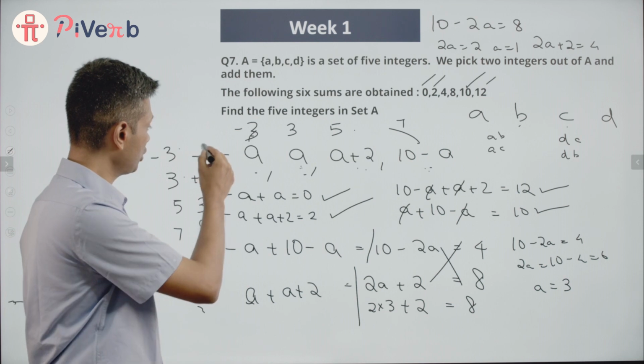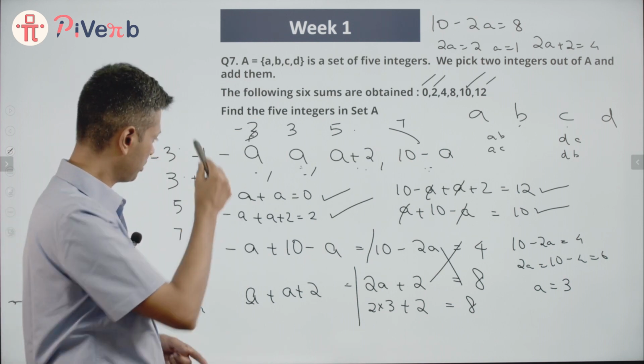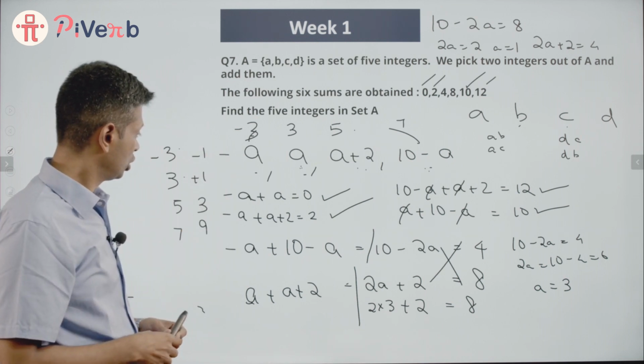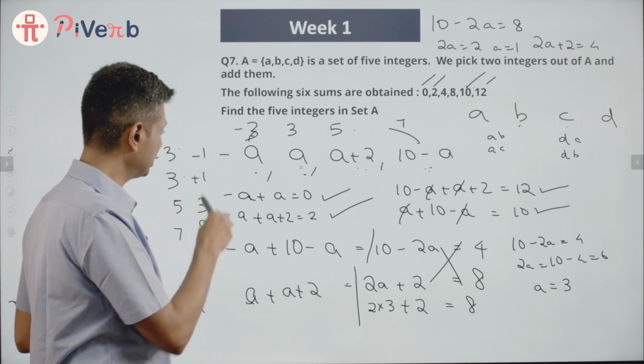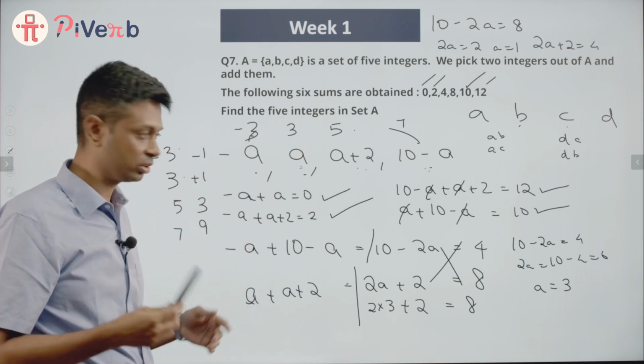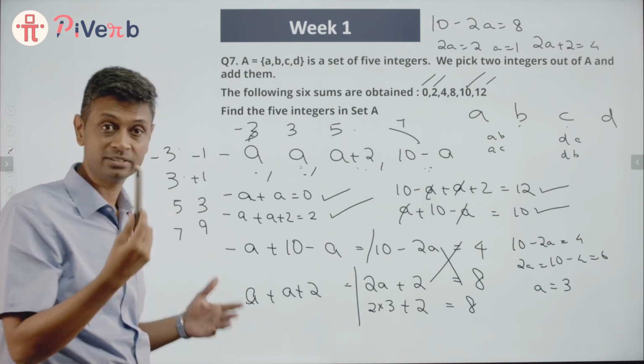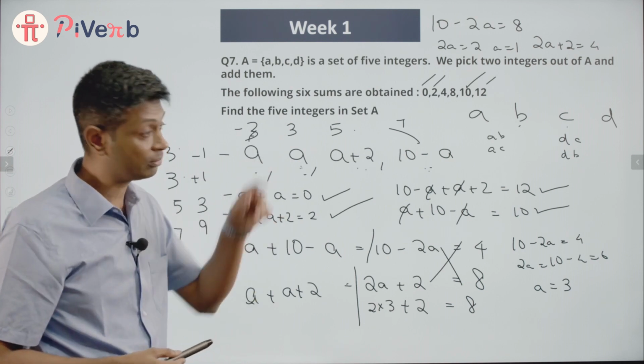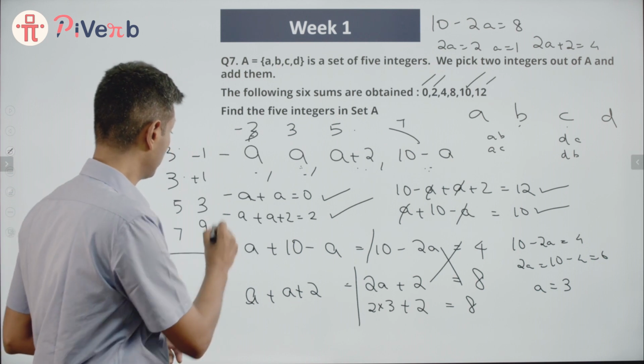Let's check this. Minus 1 plus 1 is 0. Minus 1 plus 3 is 2. That works. 1 plus 3 is 4. That works. Minus 1 plus 9 is 8. That works. 1 plus 9 is 10. That works. 3 plus 9 is 12. That works. Or both of these are possible.